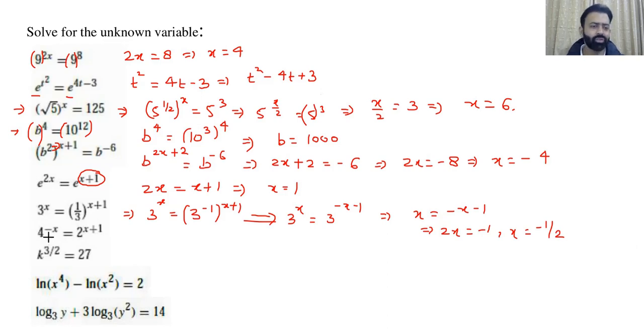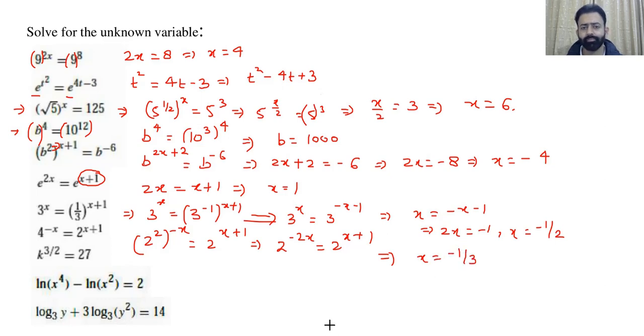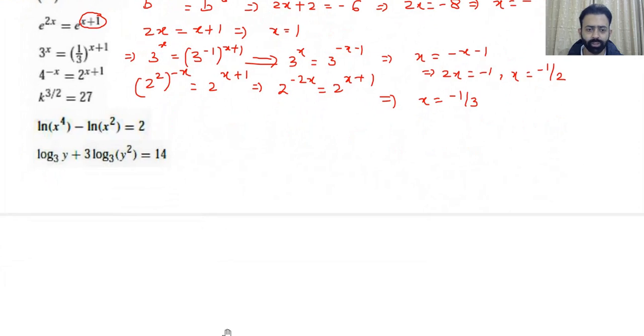Fine. Again, 4 raised to power minus x and 2 raised to power x plus 1, we need to make the bases the same. So 4 will be written as 2 square. So writing this as 2 square raised to power minus x is equal to 2 raised to power x plus 1. Rewriting this, multiplying 2 with minus x will give you 2 raised to power minus 2x is equal to 2 raised to power x plus 1. So this is 3x is minus 1. So x is minus 1 by 3. Very simple.